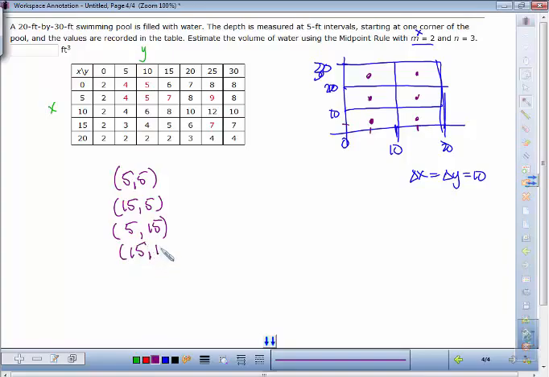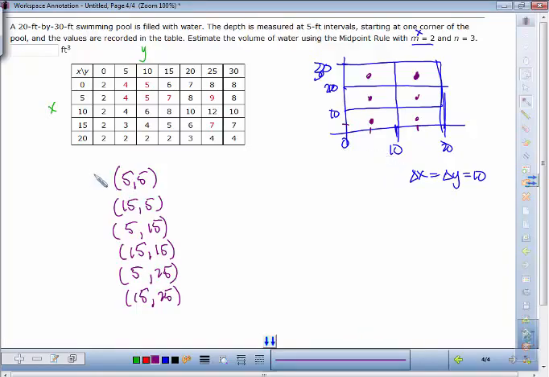15 and 15. 5 and 25. And then 15 and 25 for this last dot. Okay? So finding the midpoint is okay, as long as you got this partitioned nicely and correctly.